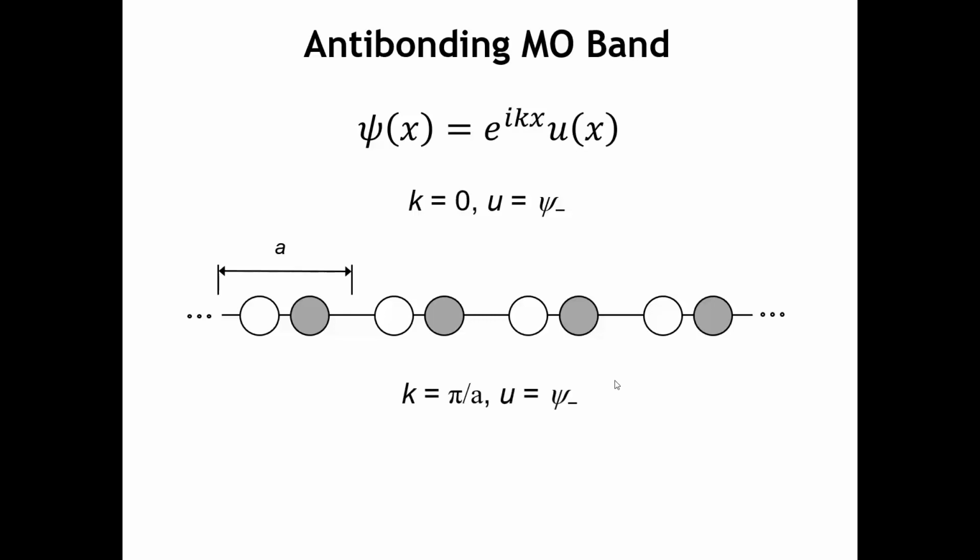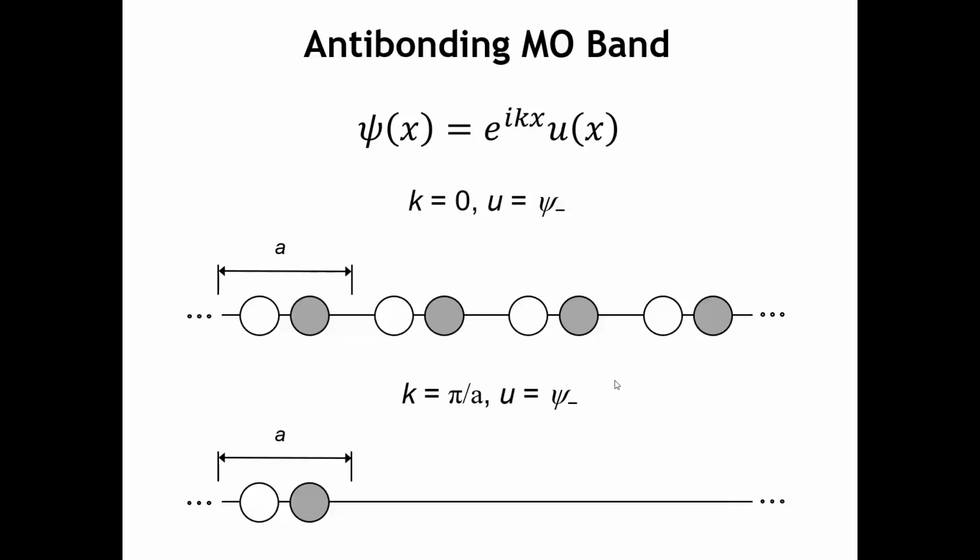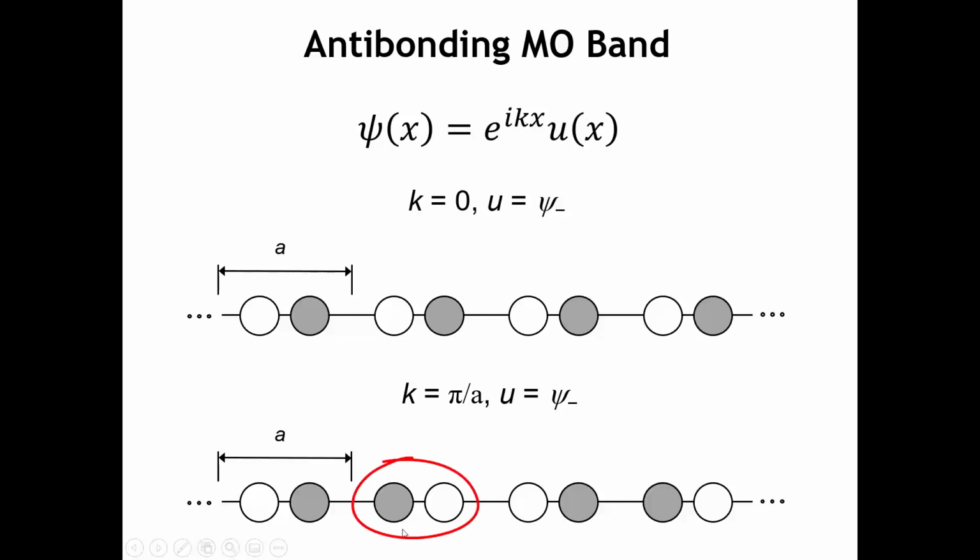What about at k equal pi over a? Once again, same basis set. So we start with the antibonding molecular orbital, but now, because of the e to the ikx term, we're going to reverse the phase of the orbital each time we go to a different unit cell. So in the second unit cell, it's got the opposite phase, and then the third unit cell is the same as the first. The fourth unit cell is the opposite phase, and so on and so forth.